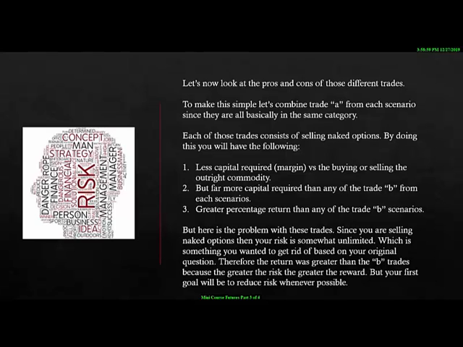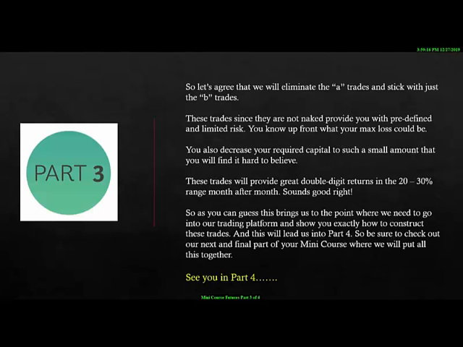But here's the problem with these trades. Since you're selling naked options, your risk is somewhat unlimited, which is something you wanted to get rid of based on your original question. So the return was greater than the B trades because the greater the risk, the greater the reward. But your first goal should be to reduce risk whenever possible. So let's agree that we'll be eliminating the A trades and stick with just the B trades.